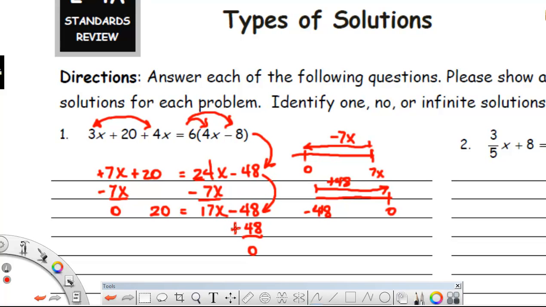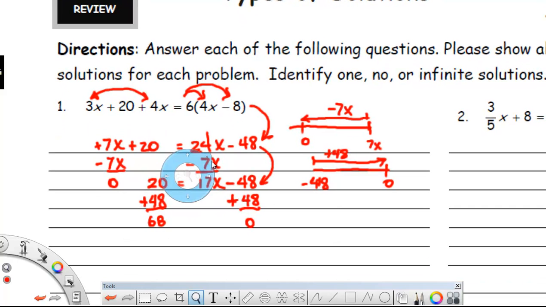And then the idea of keeping things balanced says I have to do it to the other side. Now 20 plus 48 is 68. Let me move this up just a little bit farther. So now I have 68 equals 17x.